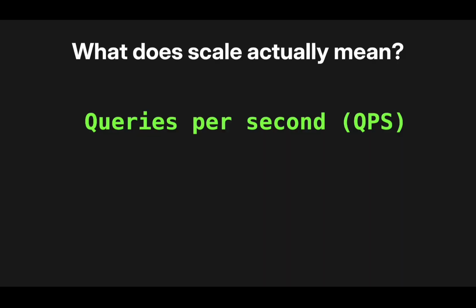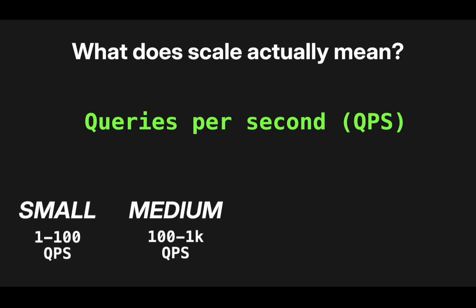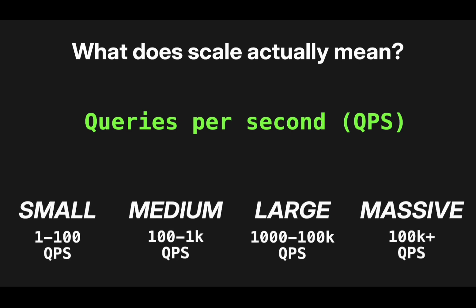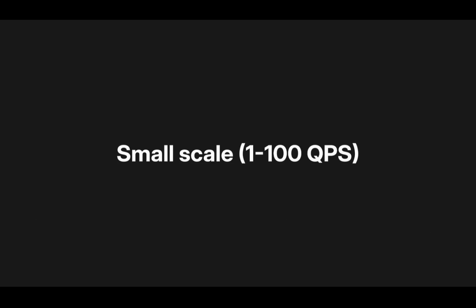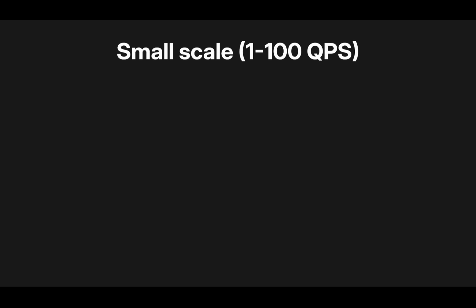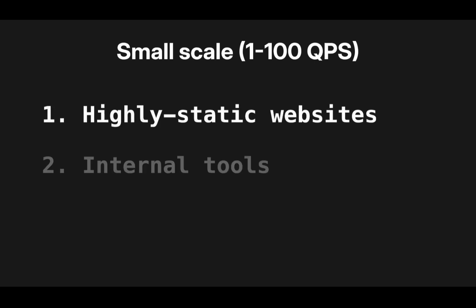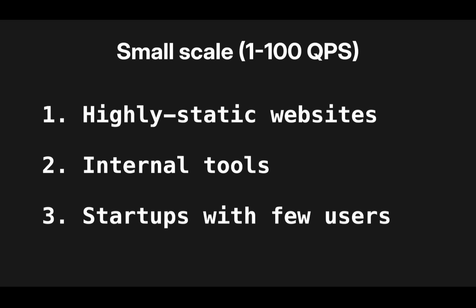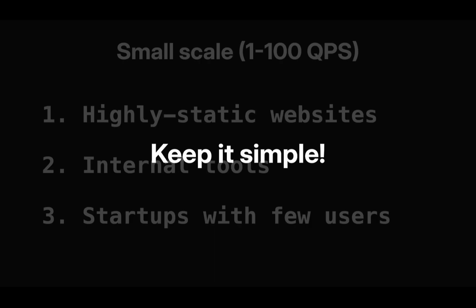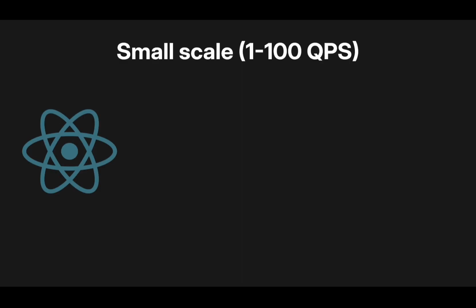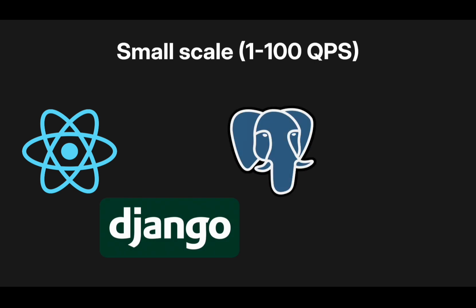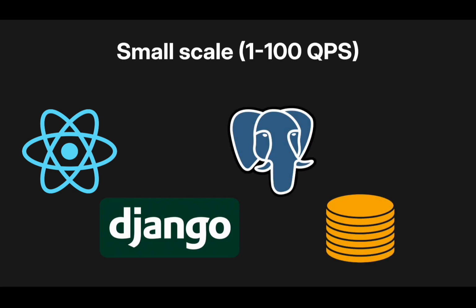Now that we've established that QPS is the metric for scale, let's divide systems up into 4 levels of scale and go through each of the best practices for these systems. Small scale is anything that falls between 1 and 100 QPS. The examples that come to mind include highly static websites, internal tools, and startups with few users. If you're building something at this scale, the rule of thumb is to keep it simple. Opt for a monolithic architecture and use the simplest tools you can find.